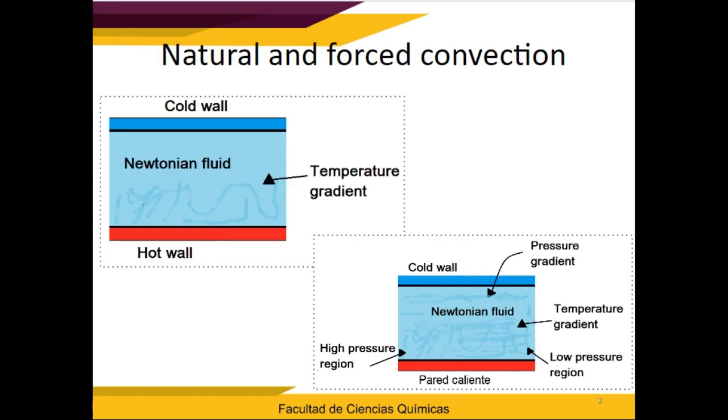Just for refresh, here are the schematics of the natural and forced convection for the case of a Newtonian fluid confined between two horizontal walls and heated from below. As you can see, the forced convection should reduce to the natural convection as the pressure gradient vanishes.